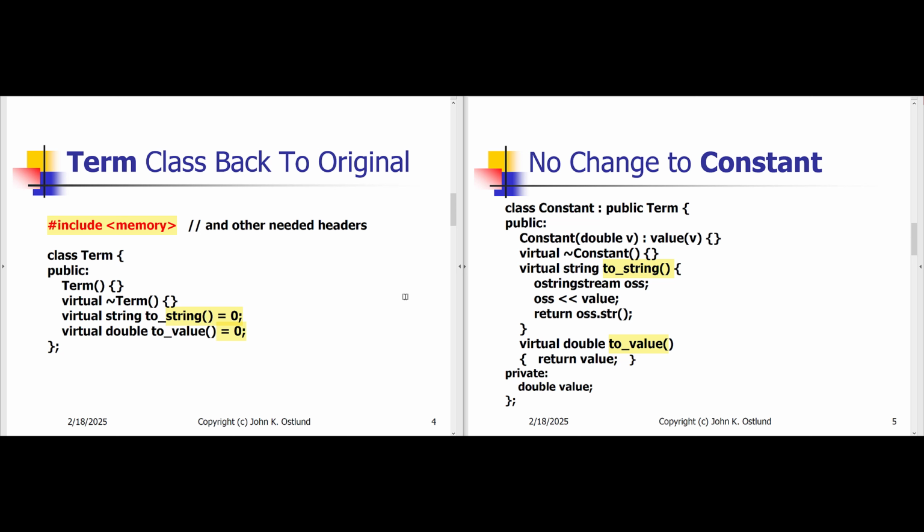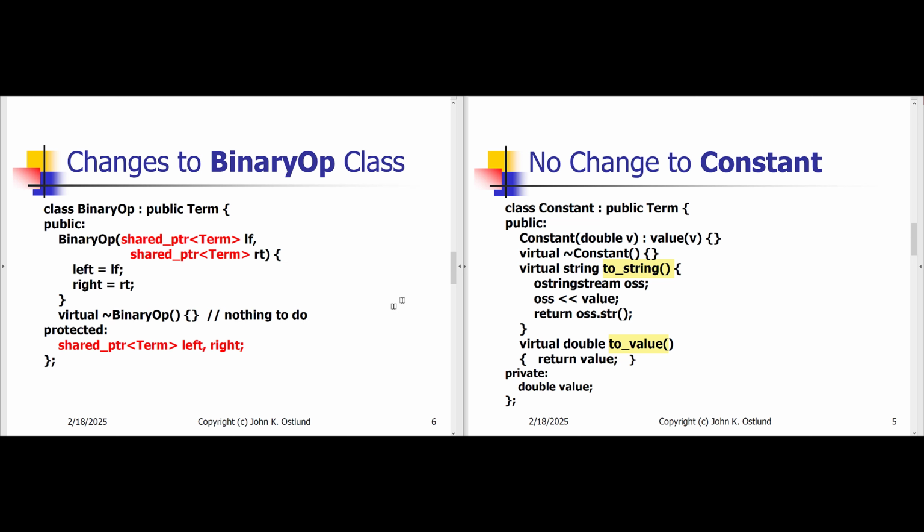In binary op, we do have to make a change so that we no longer have ordinary term pointers to keep track of the left and right children of the binary operator. Now we're using shared pointers to terms for the left and right values. We simply replace term star with shared pointer and then term in angle brackets to indicate that we're using smart pointers to these left and right sides. The destructor for binary op now has nothing to do because the shared pointers will clean up after themselves.